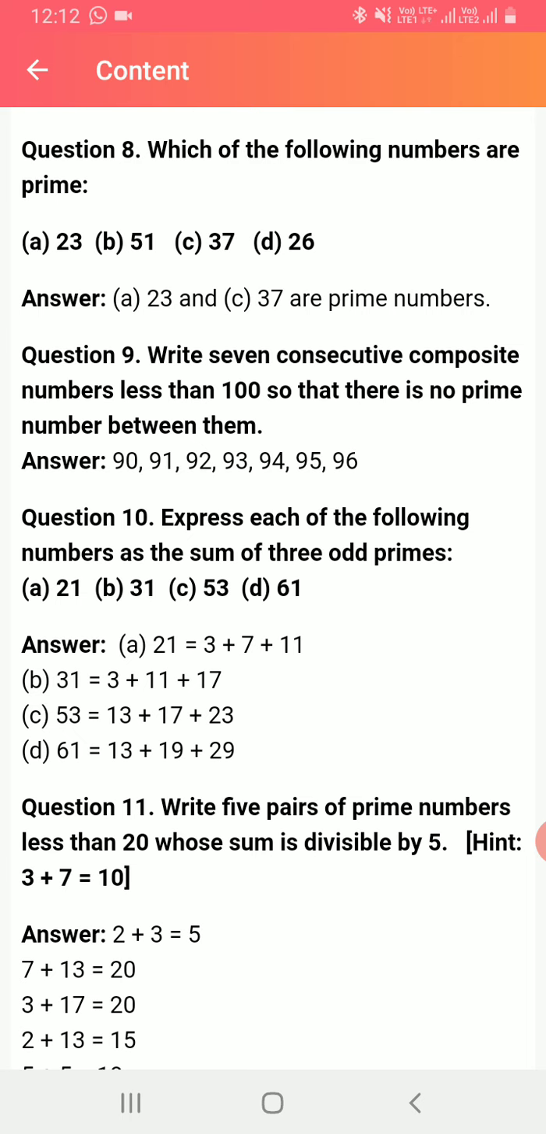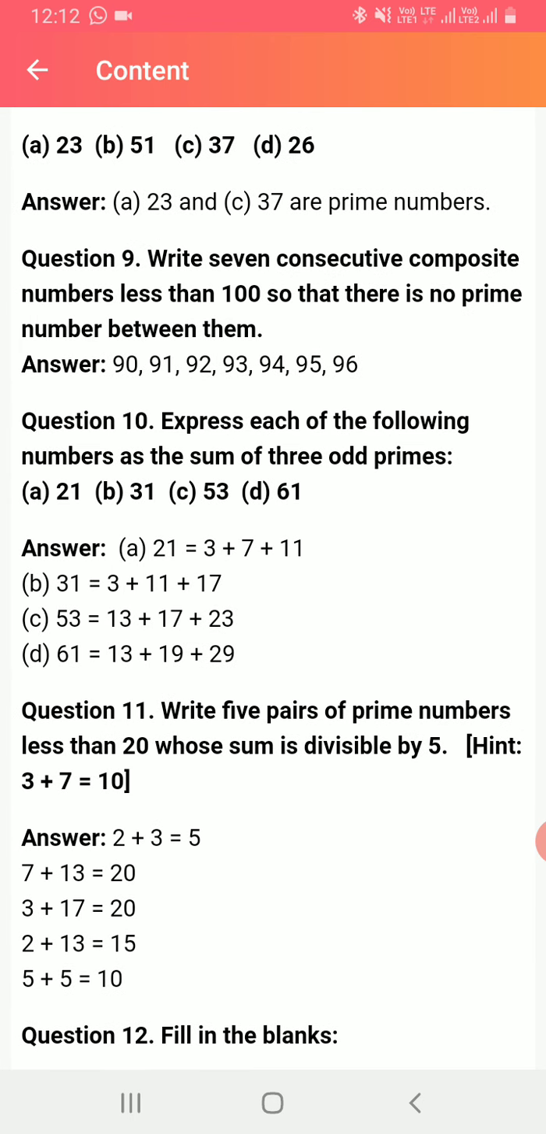Express each of the following numbers as the sum of three odd primes. So this, as we already did in the previous question, you are given a number, and you should write it as the sum of three prime numbers. You can choose any prime numbers, but you should take three prime numbers. When you add them, you should get the given number. For the first one, the number is 21. So they have chosen the numbers 3, 7 and 11. 3 plus 7 is 10, 10 plus 11 is 21. All three are prime numbers.